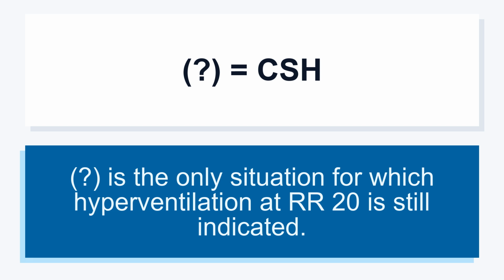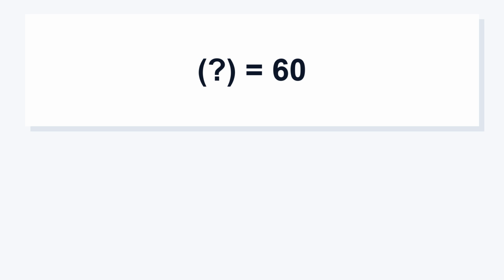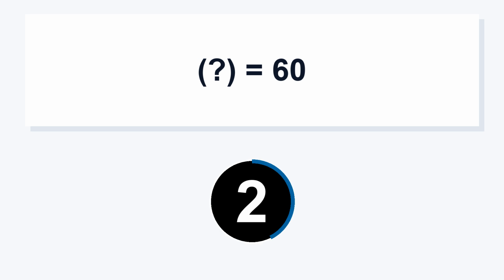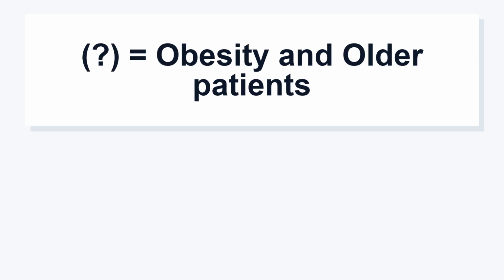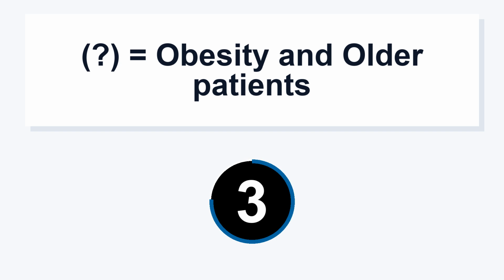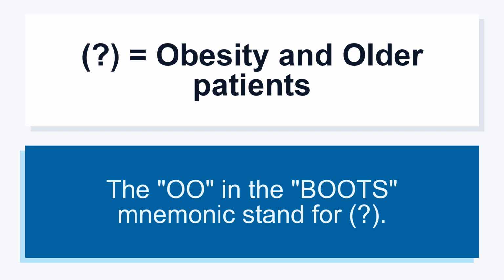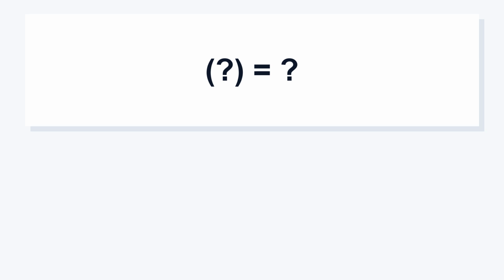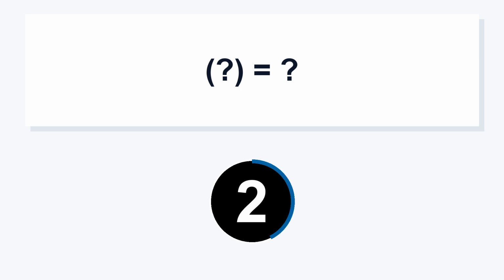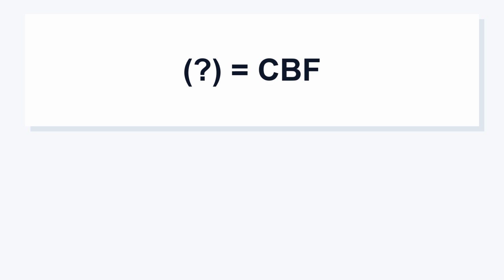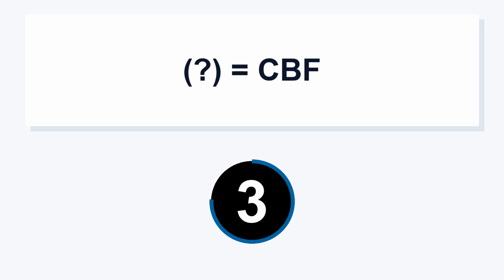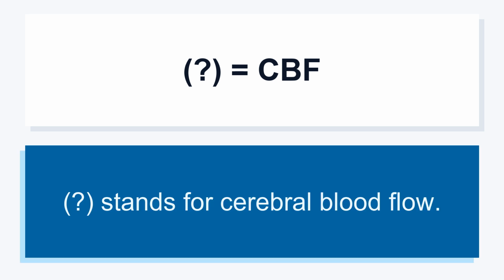Is the only situation for which hyperventilation at RR 20 is still indicated, equals 60. Squeezing the BVM generates pressures, cmH2O. Equals obesity in older patients. The OO in the BOOTS mnemonic stand for, equals. Hypoventilation results in decreased ETCO2, equals CBF. Stands for cerebral blood flow.